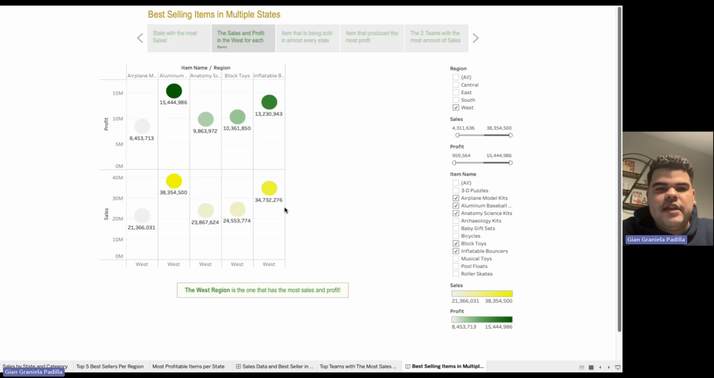And then for this one, I decided to talk more about the West region because the West region does have the most sales out of all the other regions. And for this one, I also picked the top five items that produce the most sales and the most profit. And I believe it's good to look at this data because it tells us that we should focus more on producing more of these products, trying to market these products better.